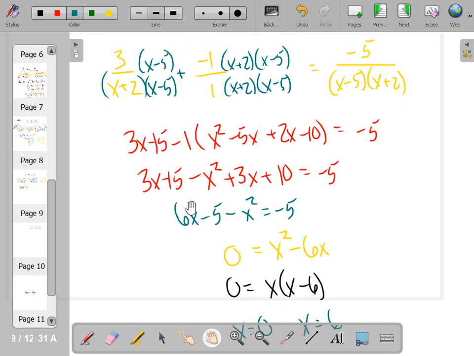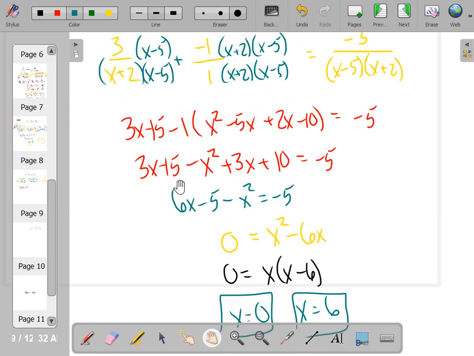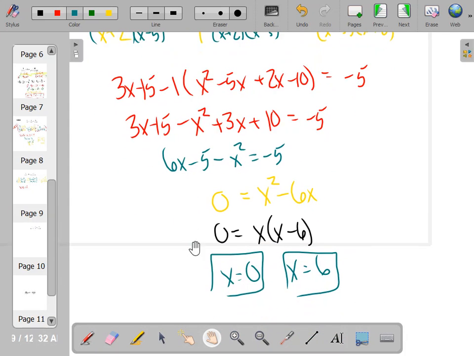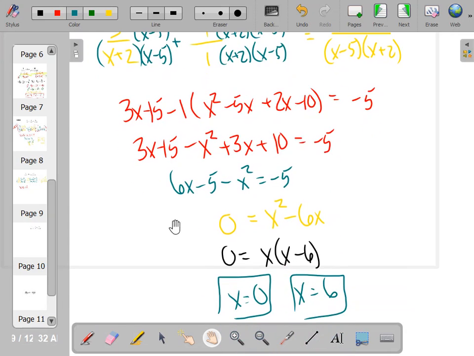Are either of those extraneous? No, negative 2 and 5 would be extraneous. So 0 works and 6 works. There's 2 answers. You can plug them in to check. Get a common denominator, then just focus on the numerator.